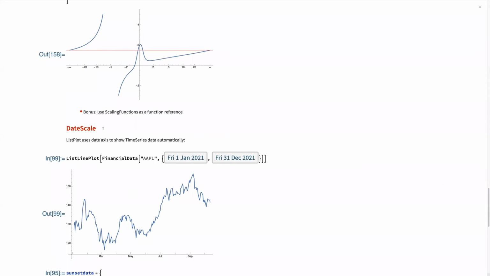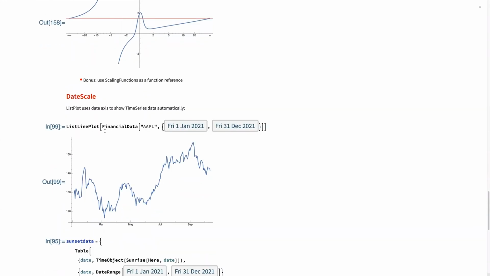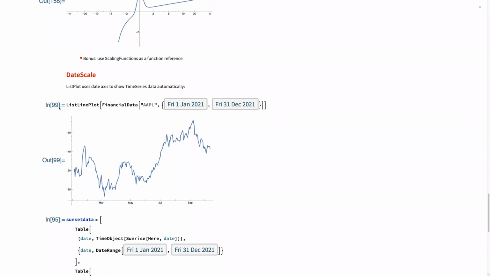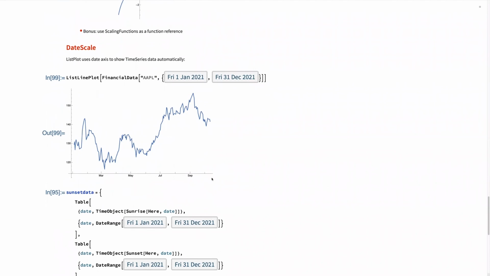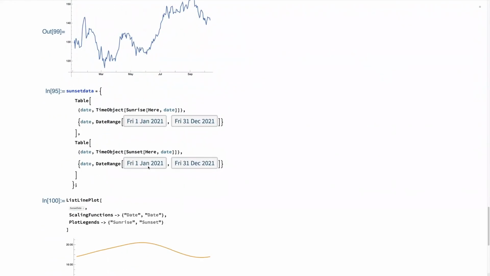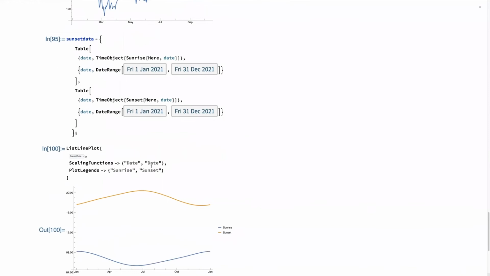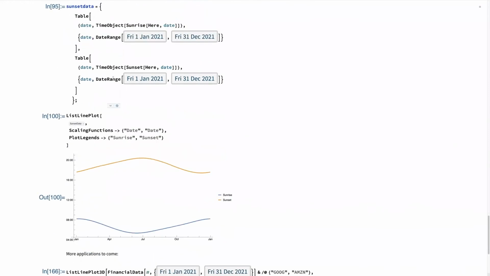Another scale we added is date scale. What this does is that when functions like this line plot see data that contains time series, it's going to automatically apply date scale on the x-axis. I can just plot a daily plot with this financial data, but now you can just do it with this line plot automatically. Here's an example of sunset data and sunrise data.